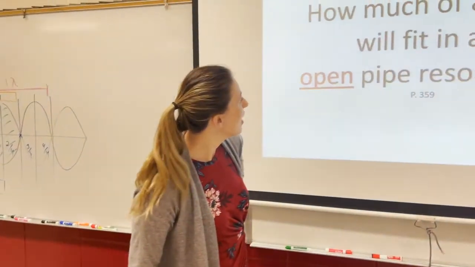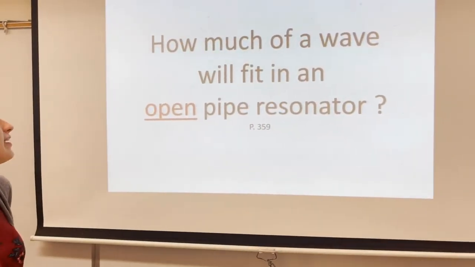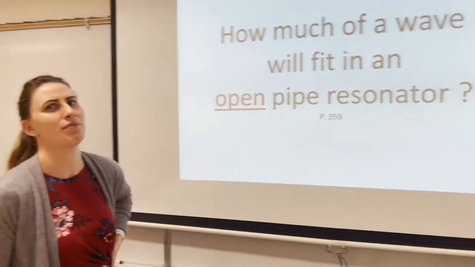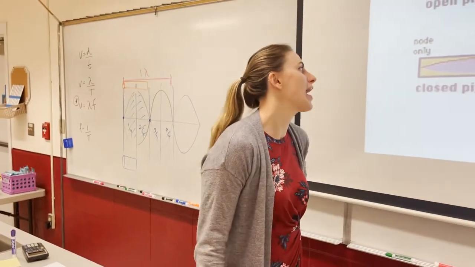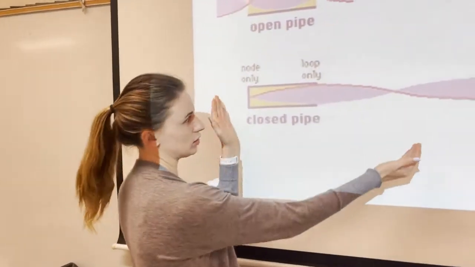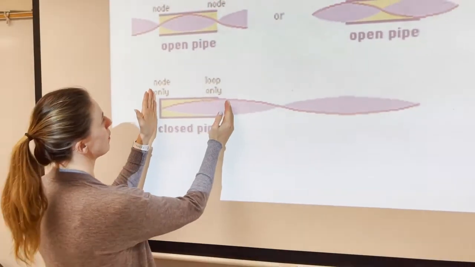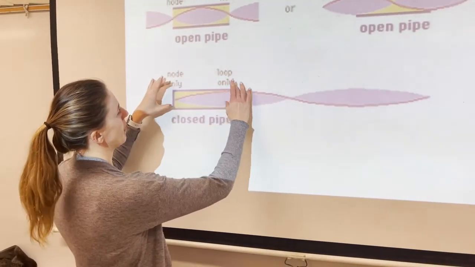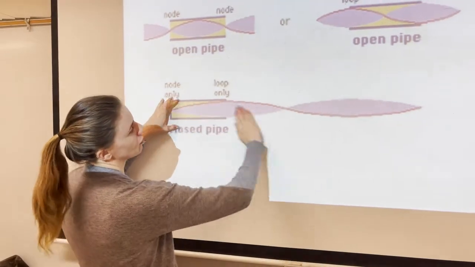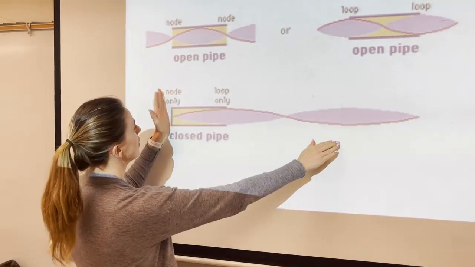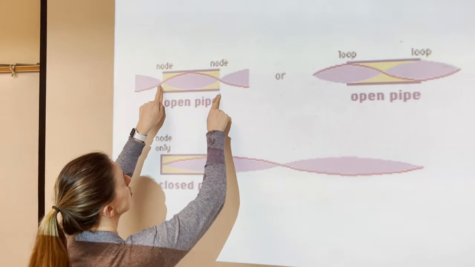Okay, so how much of a wave will fit in an open pipe resonator? I think we've already answered that question. We covered it, okay? And you guys might remember this. This was our closed pipe, right? This is a great demonstration because the pipes are the same length here. We have a quarter of a wavelength when it's closed on one end. Now it's open on both ends, and we have half a wavelength.